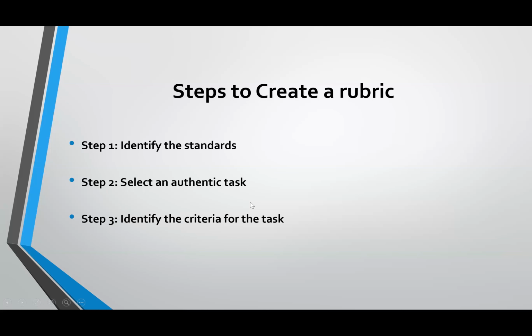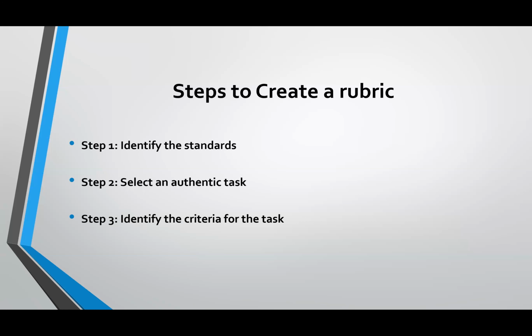Step number 3, identify the criteria of the task. For step number 3, you want to ask, what does good performance on this task look like? Or, what will I know they have done a good job on this task? In answering those questions, you will be identifying the criteria for good performance on that task.